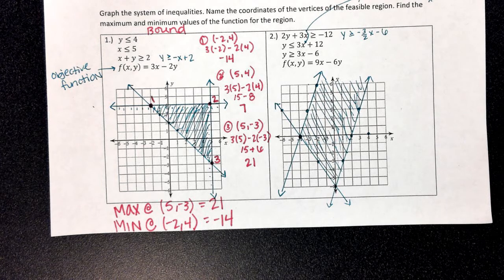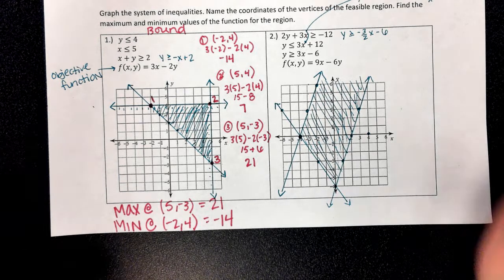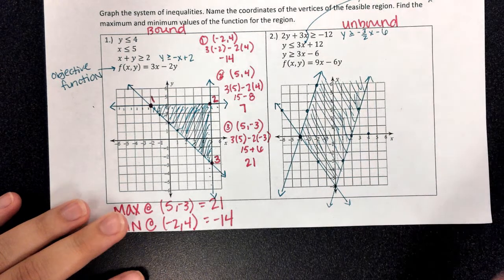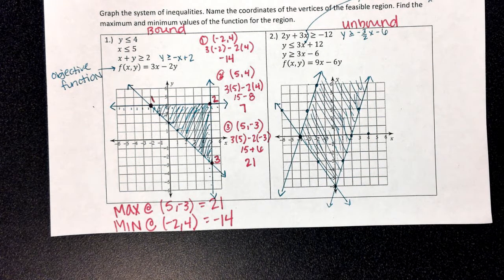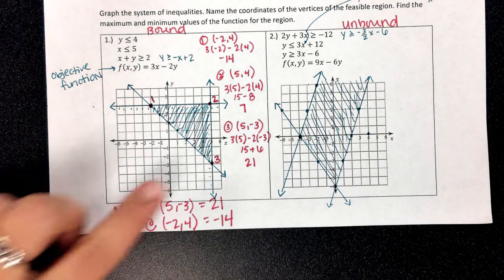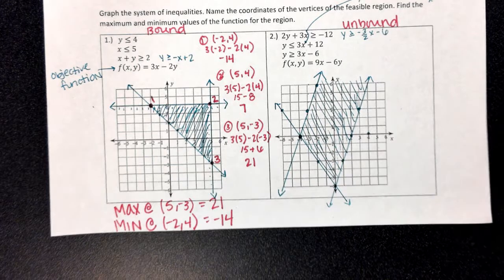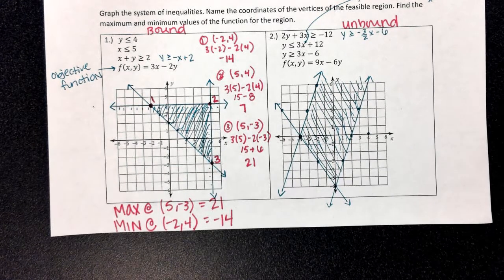Is this bound or unbound? This is unbound, and the reason you need to know that is because it will have a max or a min. It will not have both answers. So an unbound area has a max or a min, okay?